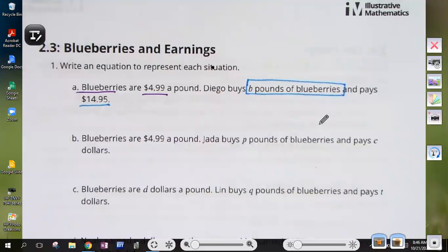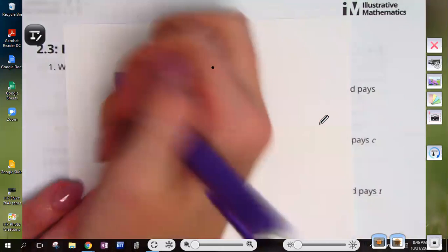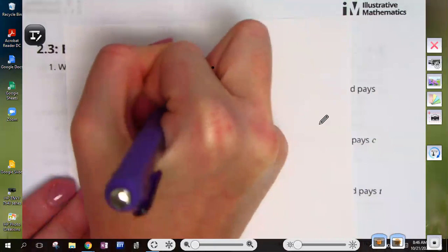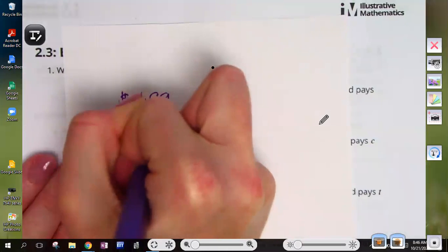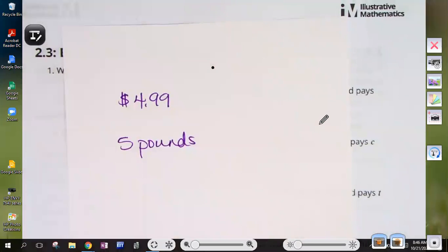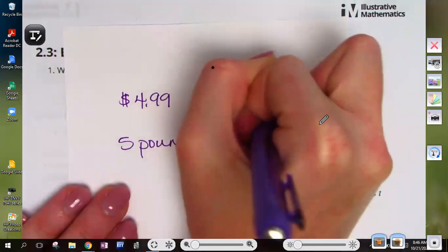Okay, I want you to think of it this way. Let me get a piece of paper. So we just said blueberries are $4.99. How many pounds of blueberries do we want to buy? We're going to the store. This is not related to the paper, but we're all going to go buy some blueberries. How many pounds do we want to get? 5. Okay, I'm going to buy 5 pounds. So how am I going to figure out how much I'm going to spend? Hayden? So I'm going to take $4.99 and multiply it by 5.